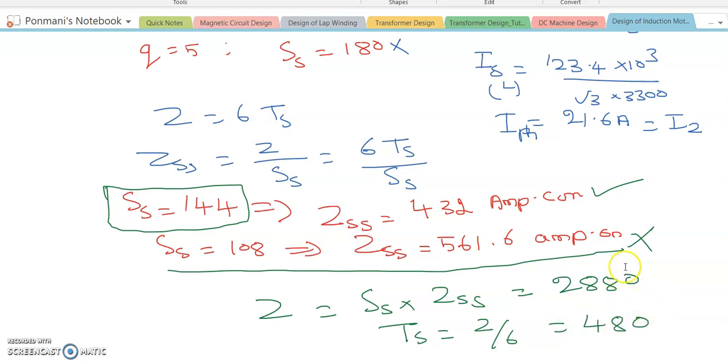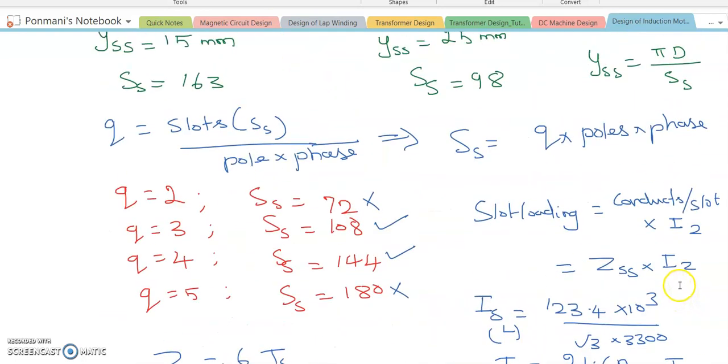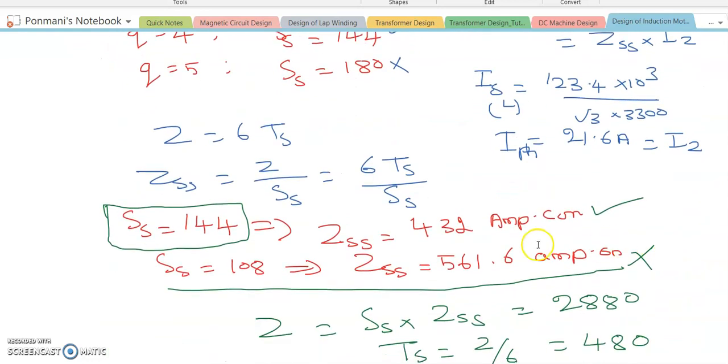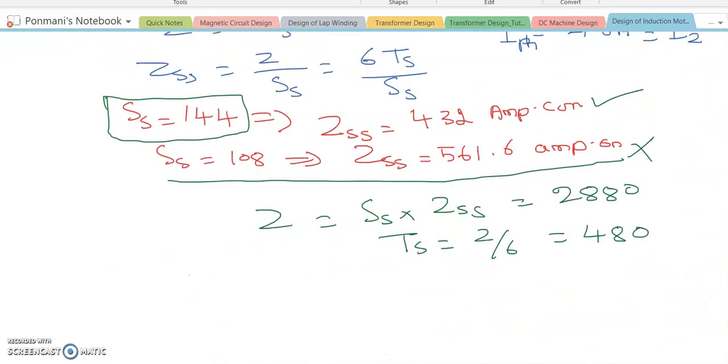So this is how we are calculating the total number of slots and total number of conductors per slot, and we will be verifying with the slot loading. If the limit is not exceeded, that is going to be the final value of total number of slots and conductors per slot. Then again we are calculating the total number of conductors and total number of turns.